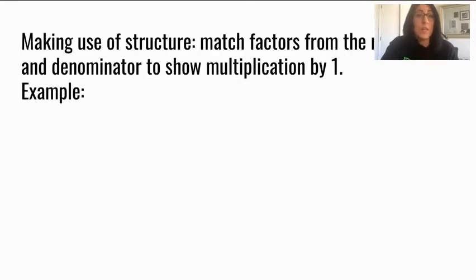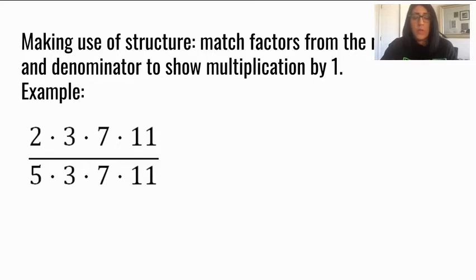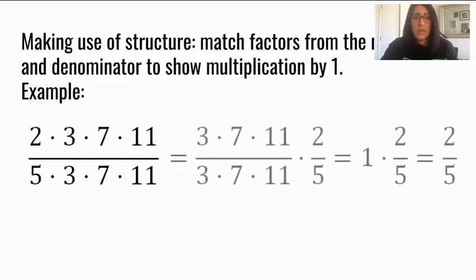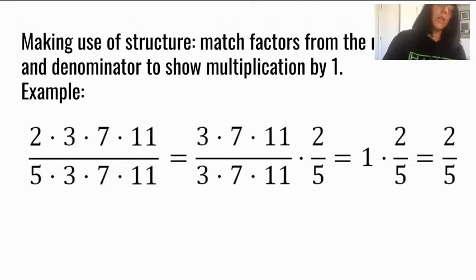So let's just talk about making use of structure before we move on. By matching factors from the numerator and denominator, that helps you show the multiplication by 1. So here's just another example. If we rearrange the numerator and denominator to show those matching pairs, you see that 3 times 7 times 11 is seen in the numerator and denominator. And we know that dividing something by itself gives you 1, which leaves you with 2/5. So again, keep that in mind because we will be looking at the structure of these expressions throughout this lesson.